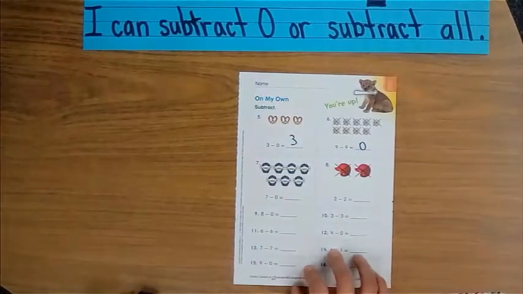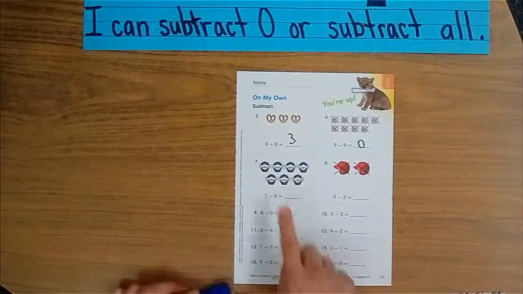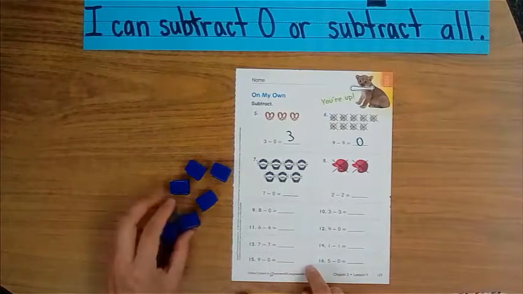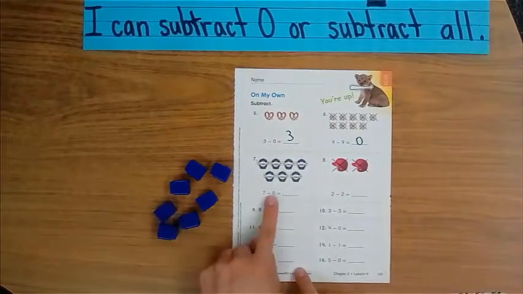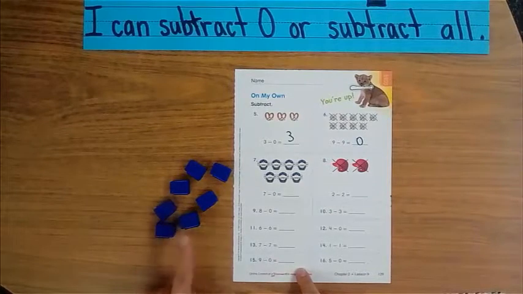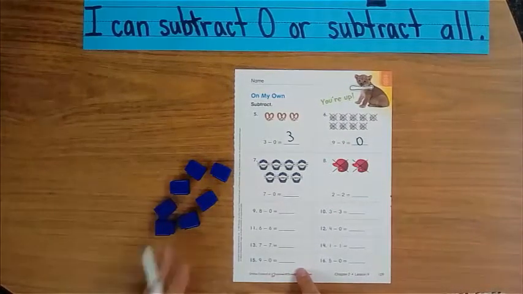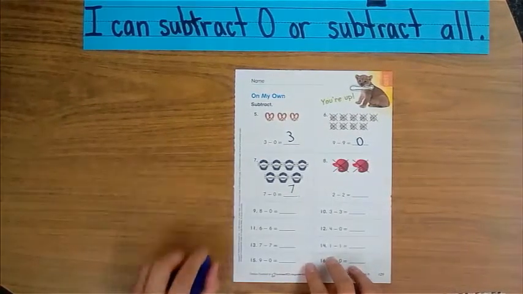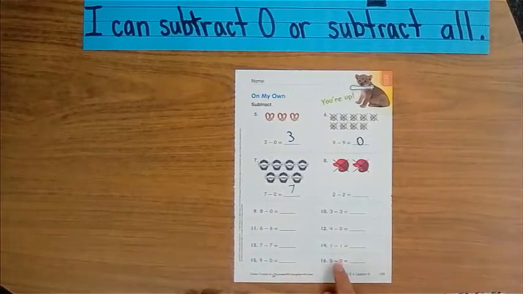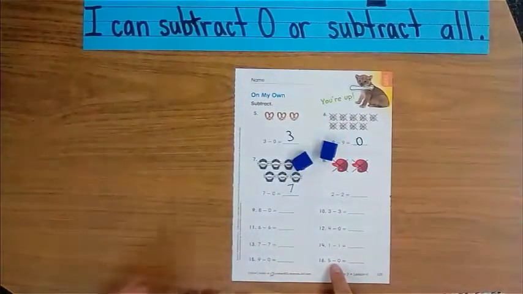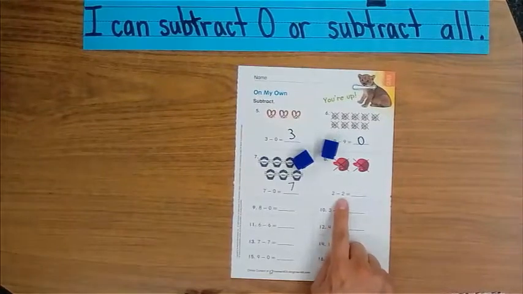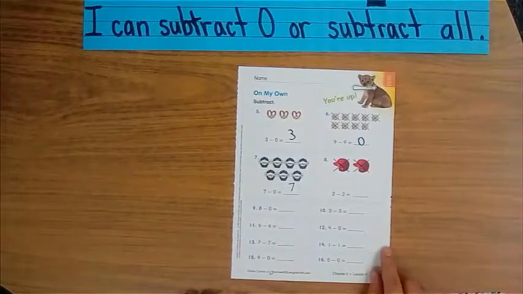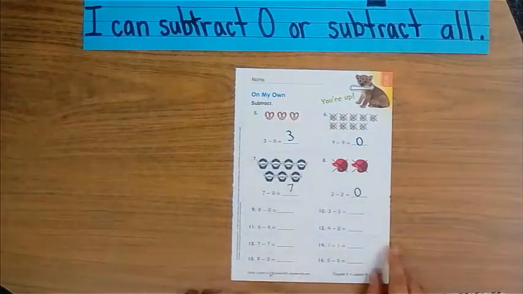0 baseballs left. Okay, so now here I have 7 with the mask. So I have 7, and I'm going to take away 0. Okay, so if I'm taking 0 away, I'm not taking any away. So how many do I have left? 7. Great. Right here, okay, I have 2 helmets, and I'm taking 2 helmets away, so let me do that. And I end up with 0 helmets.